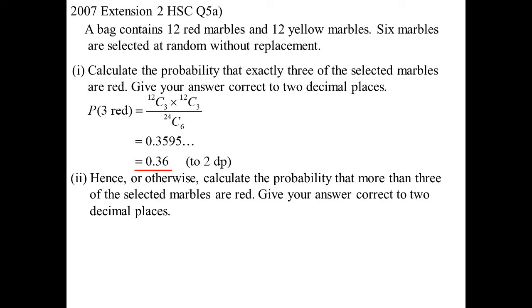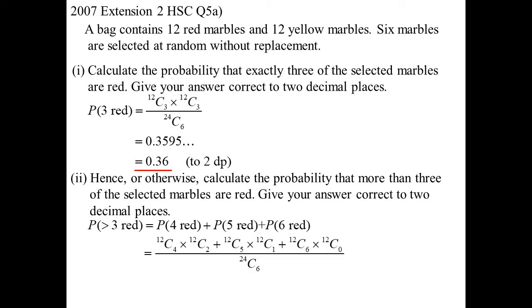So if more than 3 are red, well, I could have 4 red, 5 red, or 6 red. I'm not going to use the complementary idea because it's really not going to save me any time. Because it'll be 1 minus no red, 1 red, 2 red, 3 red. So really, this is probably quicker. 4 red, 5 red, 6 red. So the denominator would be 24C6. That's not going to change.